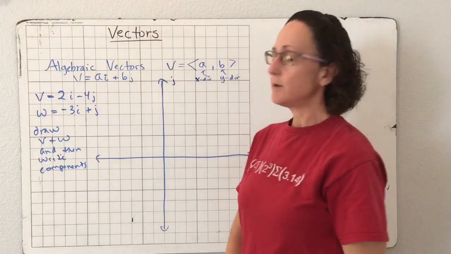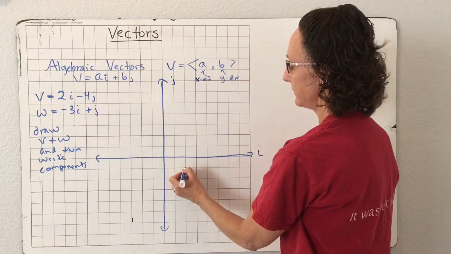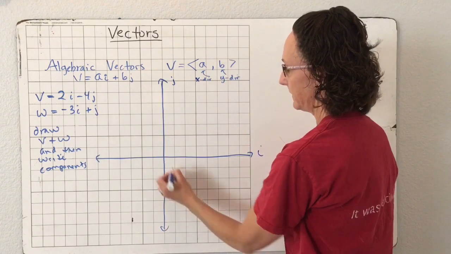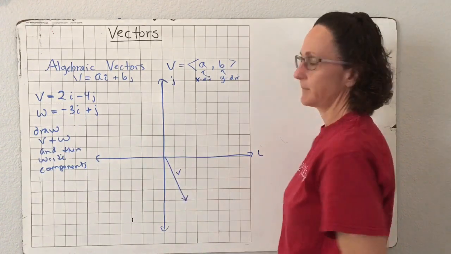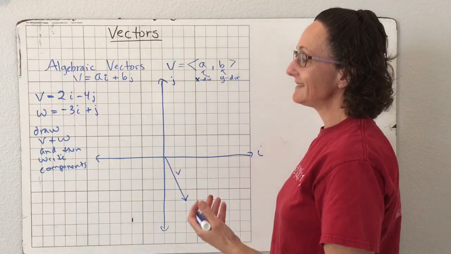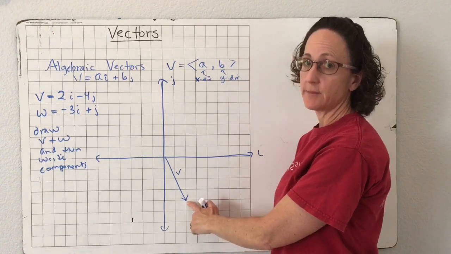Okay, so it says v plus w, so you just start with v. So 2i, minus 4j: 1, 2, 3, 4. Okay, so this is vector v. And then it says add w. Remember, when you add a vector, you have to start here. You can't start back at the origin.